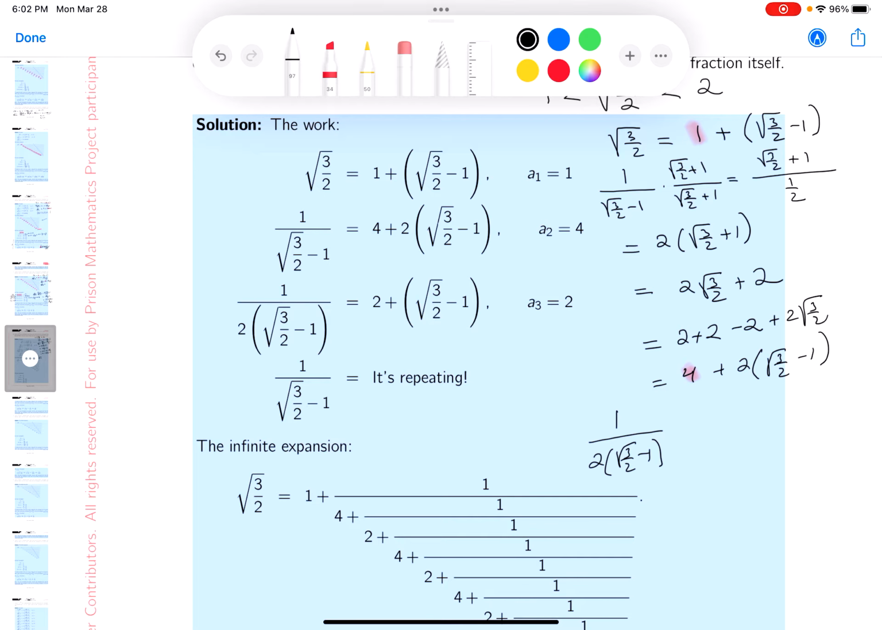And then I got to multiply by the conjugate. It's work, isn't it? And I'm going to just do root 3 over 2 plus 1, root 3 over 2 plus 1. And what would you get there? Well, on top, you just get root 3 over 2. On bottom, you get 3 halves minus 1, which is 1 half, which is 1. So you're just getting root 3 over 2 plus 1.